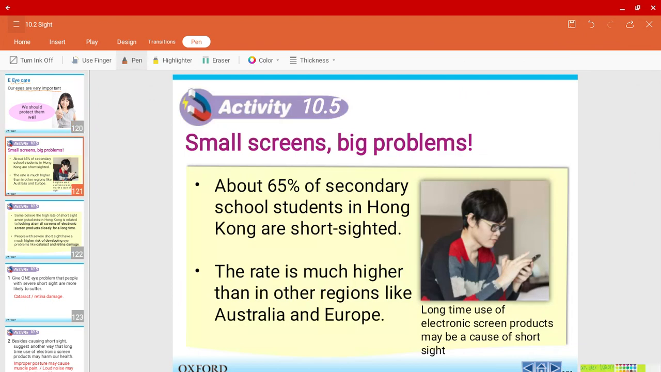Please make sure you read Activity 10.5. It's a very good read, so I'll be going through a bit. Over here it mentions that about 65% of secondary school students in Hong Kong are short-sighted, meaning they cannot see distant objects clearly. It's blurred for them. The rate is even higher than in other regions like Australia and Europe. So the rate here in Hong Kong is much higher than in other regions. And one of the reasons is the long time use of electronic screen products.